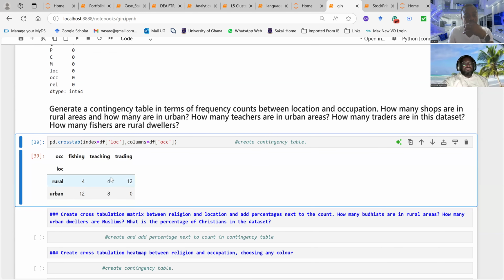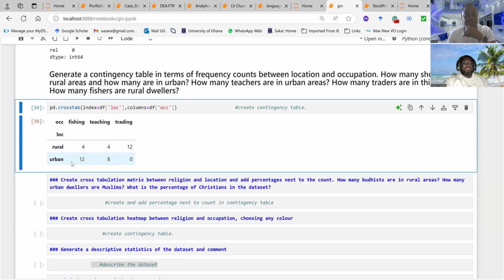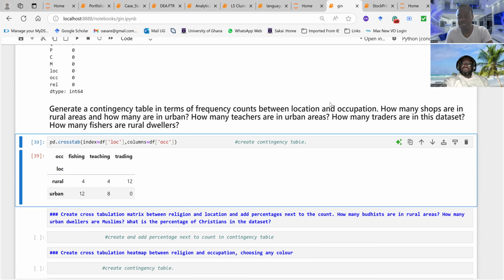And there you go. So that will give you the cross tabulation of rural and urban against the different occupations. This is how you generate cross tabulation. It is two categorical variables at a time. Okay, so now that you generated it, there are some questions to answer.